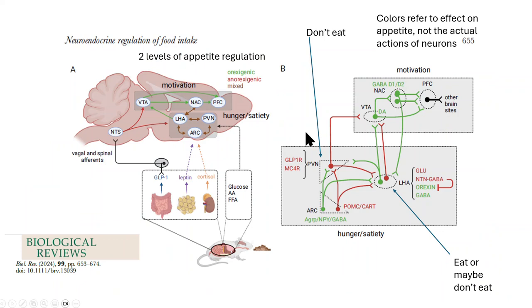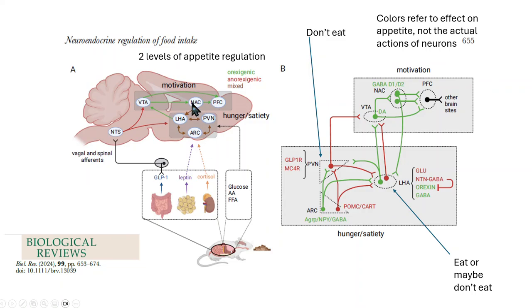But there's more. So here we have an overview of the central regulation of appetite. And I want to emphasize here that this is at 2 levels. The hypothalamic level involves the lateral hypothalamic area and the PVN, eat or maybe don't eat or don't eat. The arc, which I'll talk about in a moment, the arcuate nucleus. And then at a higher level, we have VTA, nucleus accumbens, and the prefrontal cortex.